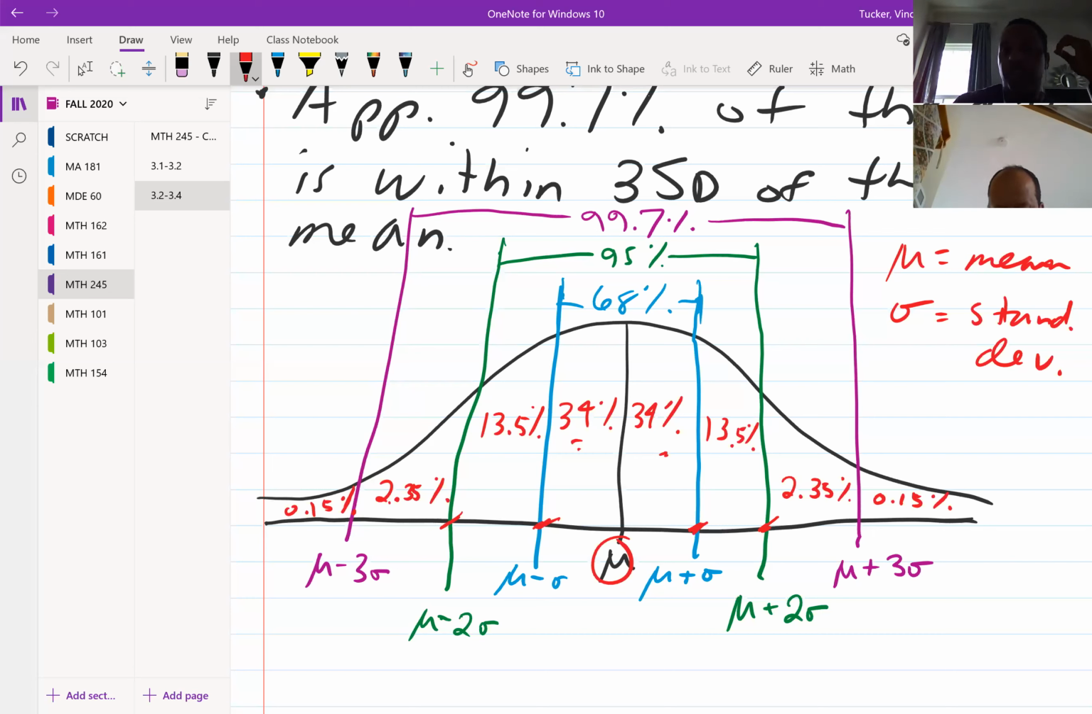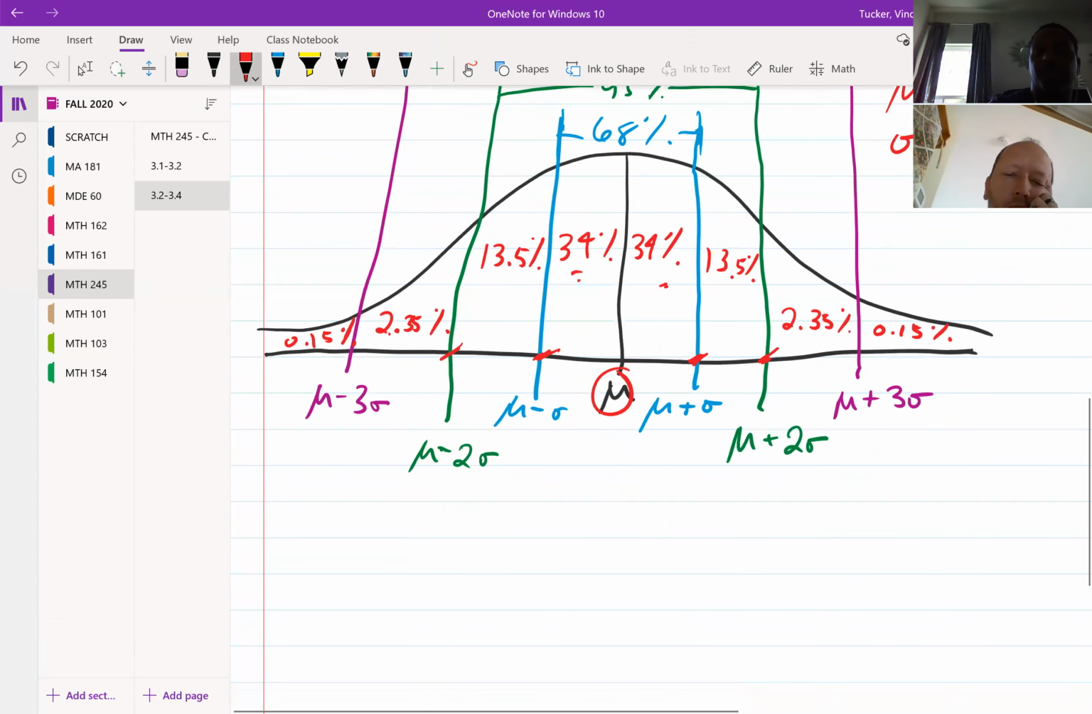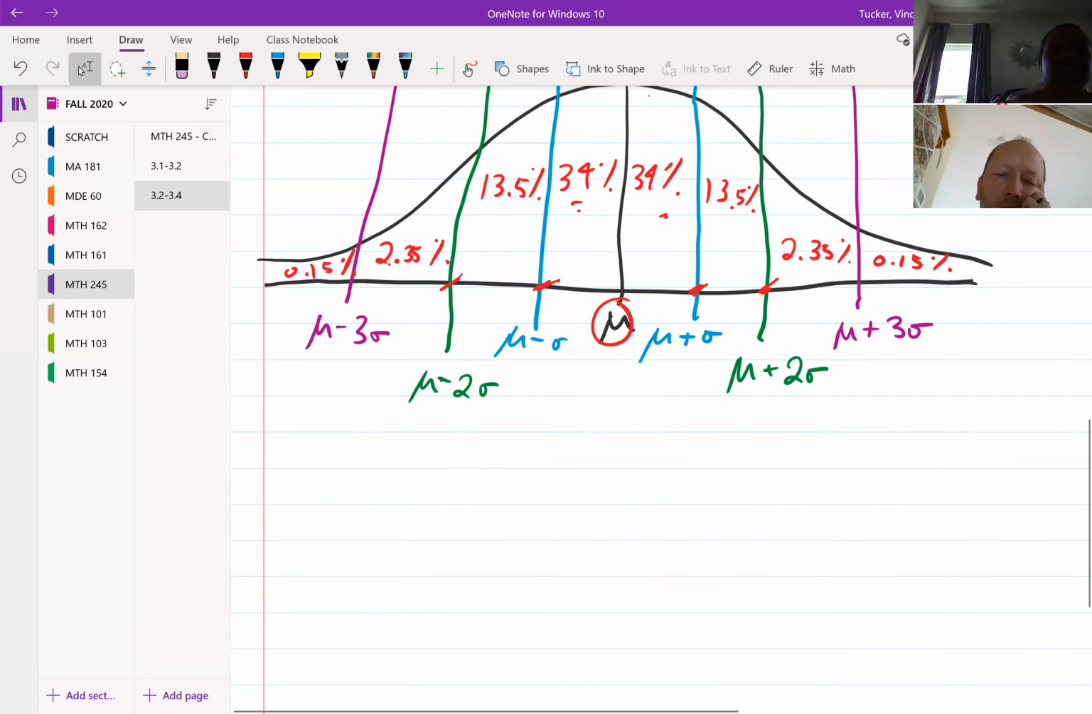Questions on anything I've written before we actually use this information? Once we put in those data values, we also can, I'll wait until we put some numbers on it and then you'll see. All right. Scrolling up, let me know if I shouldn't. Is everybody all right? Okay.